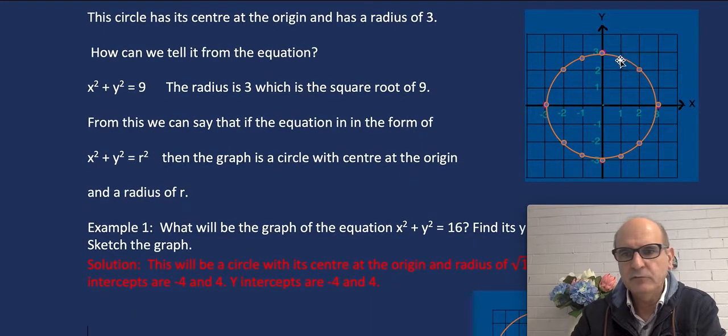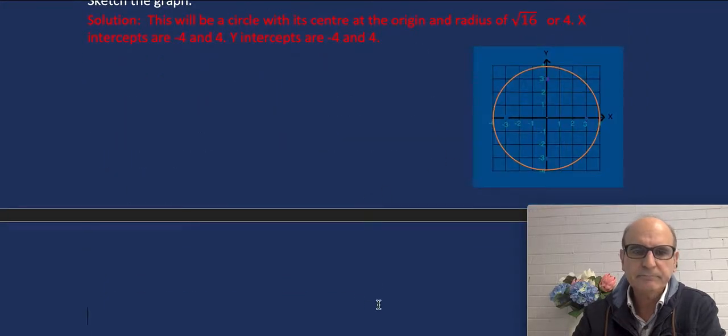That is y 2.83, that is y minus 2.83. Both of them have an x of 1. So x is 1 and y is 2.83, x is again 1, and y is minus 2.83. So once you connect all these points together, you get the circle.